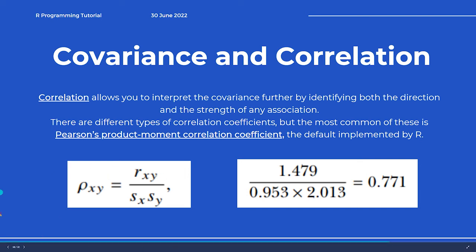What is 0.953? I'm going to check where 0.953 is.